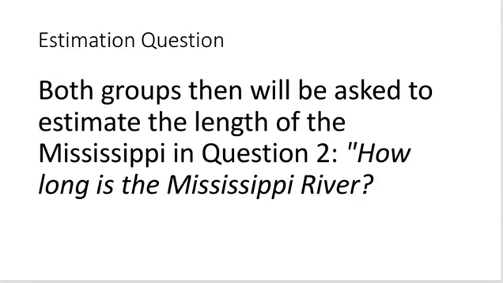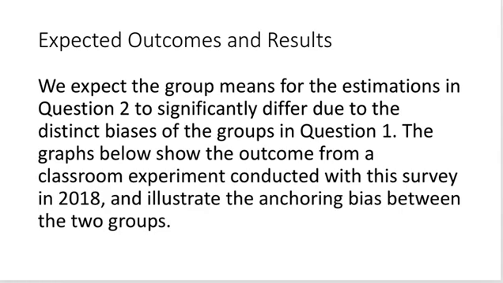Now, the estimation question is presented to both groups, and it's the same question. So both groups are then asked to estimate the length of the Mississippi in question 2, which is: how long is the Mississippi River? Period. That's it. Now, we expect the group means for the estimations in question 2 to significantly differ due to the distinct biases of the groups in question 1.